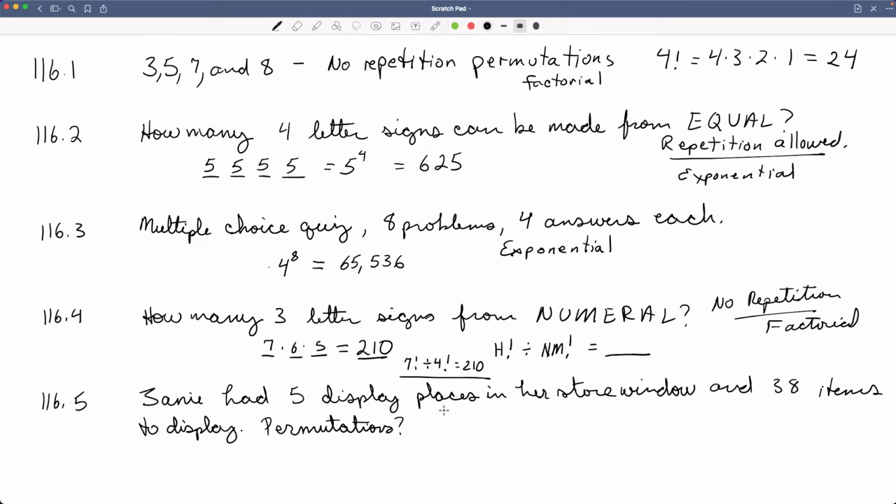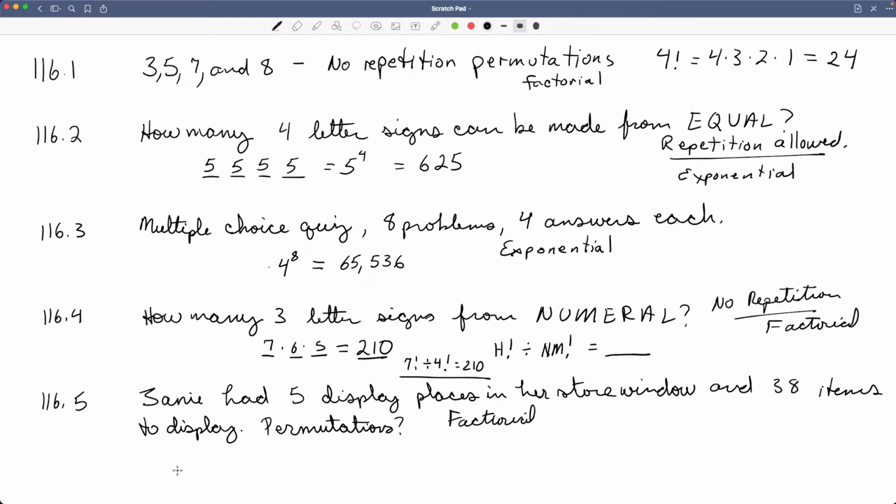Janie had 5 display places in her store window and 38 items to display. Obviously, because they're physical items, you can't duplicate them. So she has factorial properties here. Because they're physical items that she needs to place in this display of her store window, she can only use 5 of those.